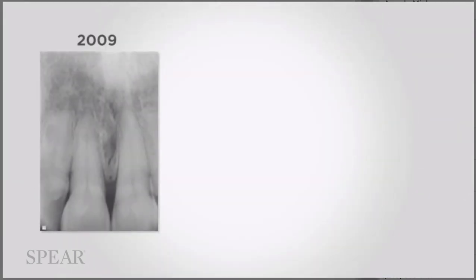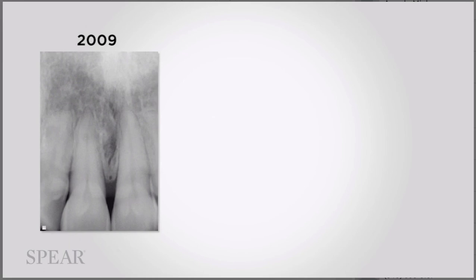So case selection is really important. It needs to be assessed really well, and it needs to be evaluated both from a restorative point of view, a periodontal point of view, and what are the ramifications if it gets worse? Is it going to compromise the potential future implant there? Here's a case that was sent over in 2009 for an evaluation.